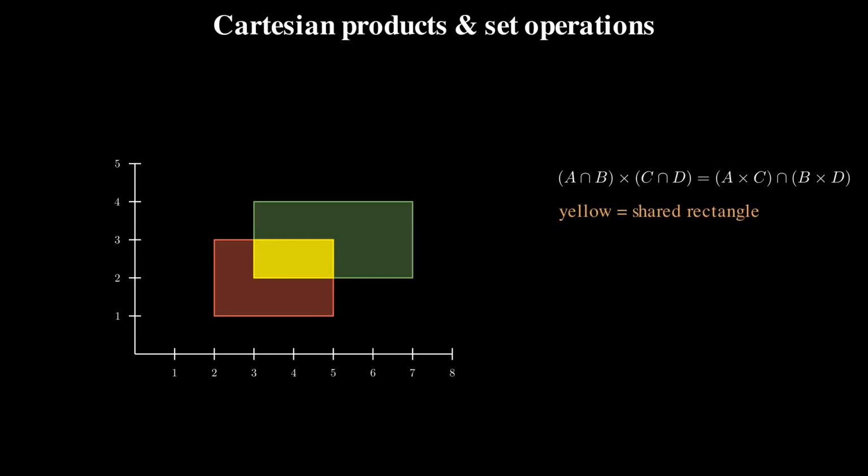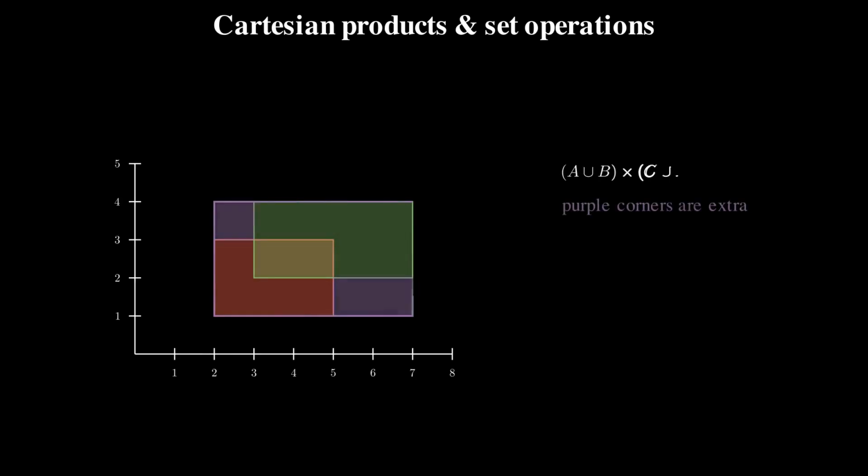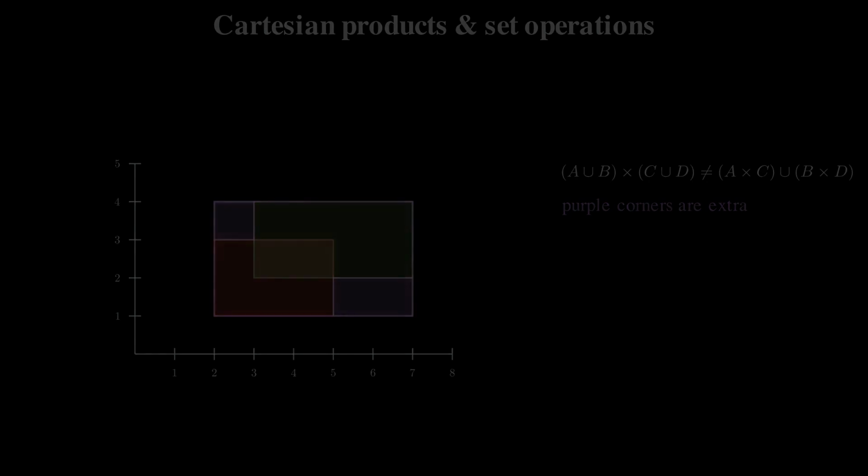For two products, A intersect B times C intersect D equals the intersection of the two rectangles. But watch out, A union B times C union D is bigger than the union of the two products. The purple corners are extra. Concrete elements, Venn shading, and coordinate rectangles are three views of the same Boolean ideas.